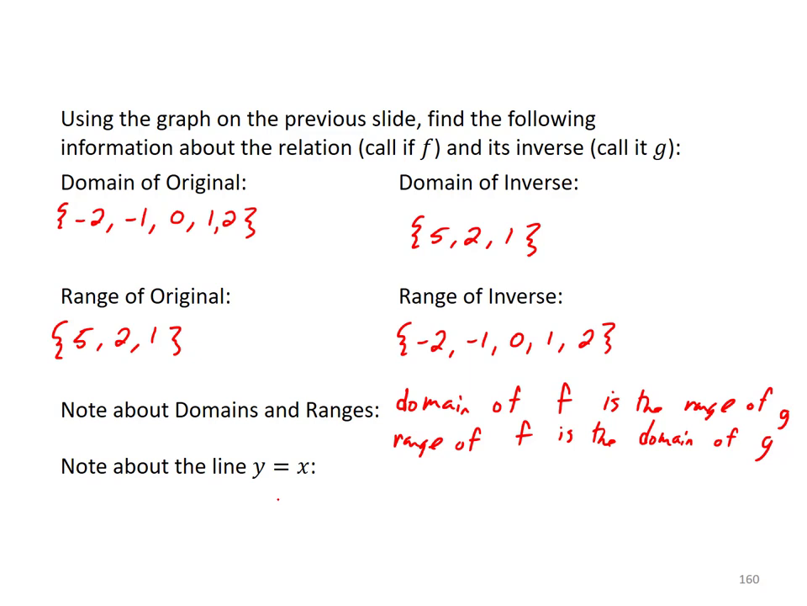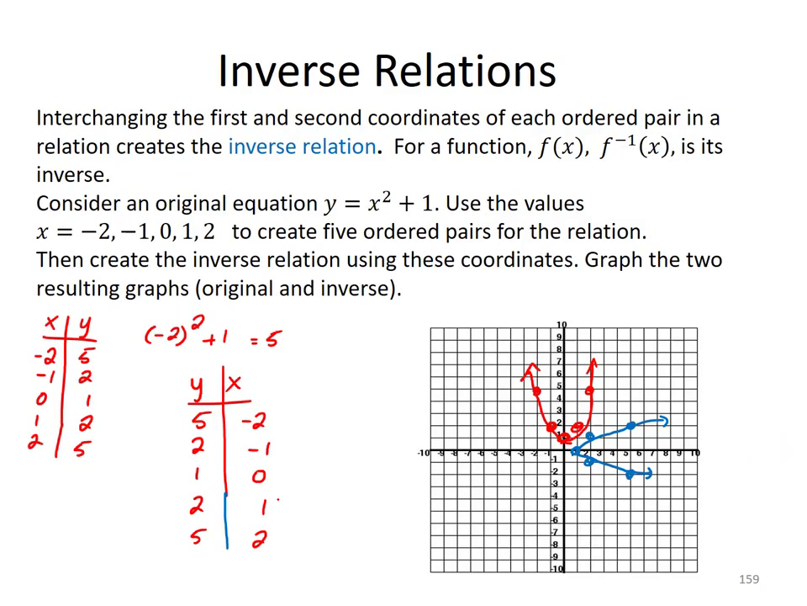Now, the line y equals x, you need to note something about that. These two graphs are a reflection across the line y equals x. We have symmetry.